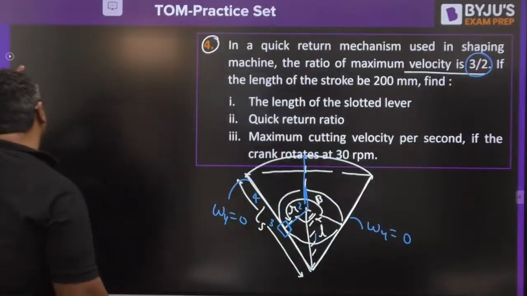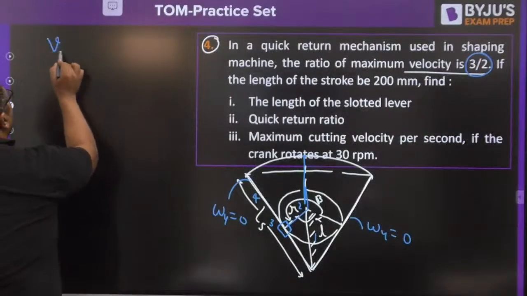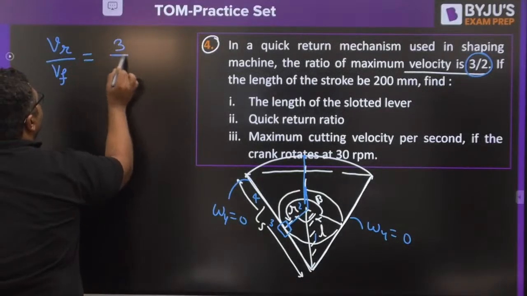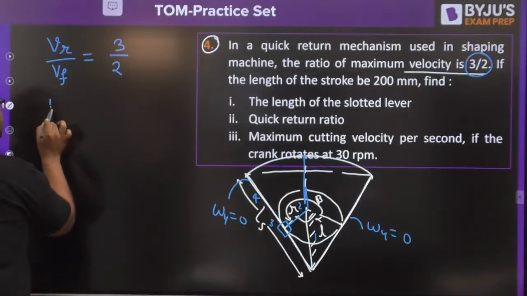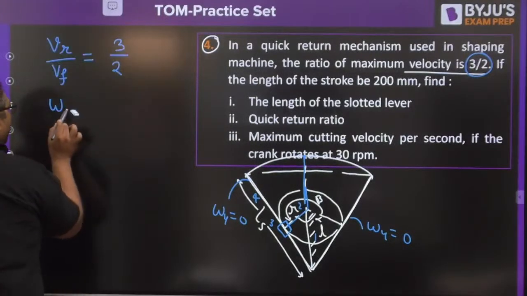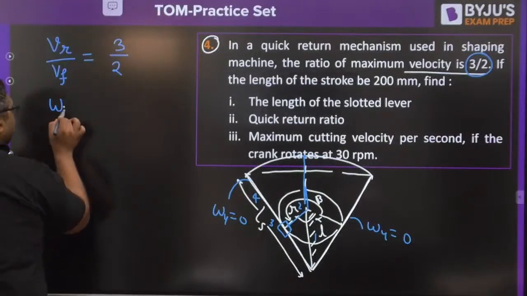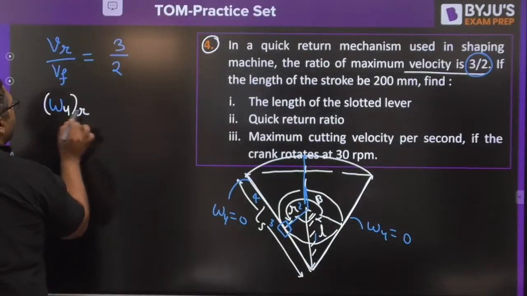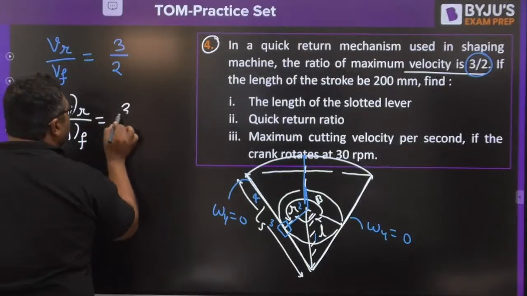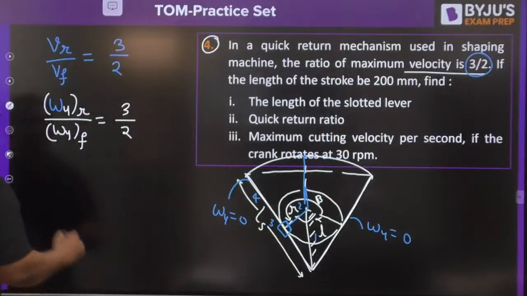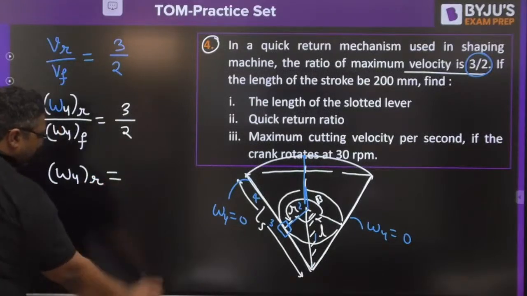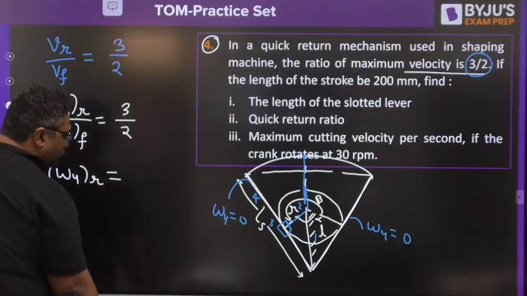So what they are saying actually is the velocity of return to the velocity of forward. This ratio they have given as 3/2. You can also write it as omega 4 during return stroke to omega 4 during forward stroke. It is 3:2. And if you remember, omega 4 during return stroke, what was it actually?